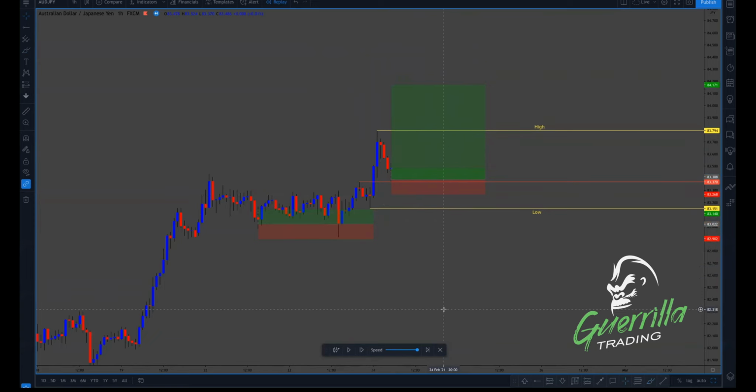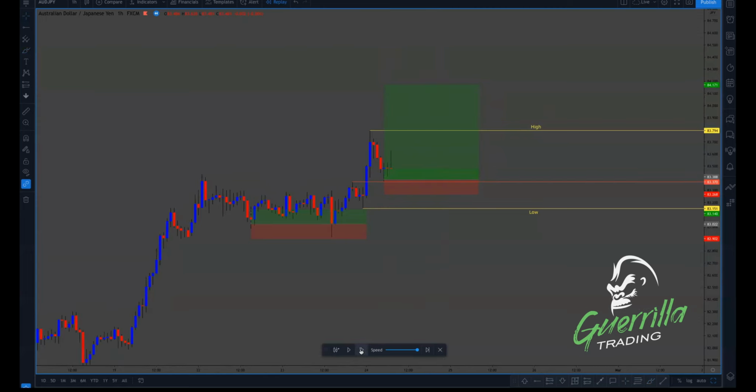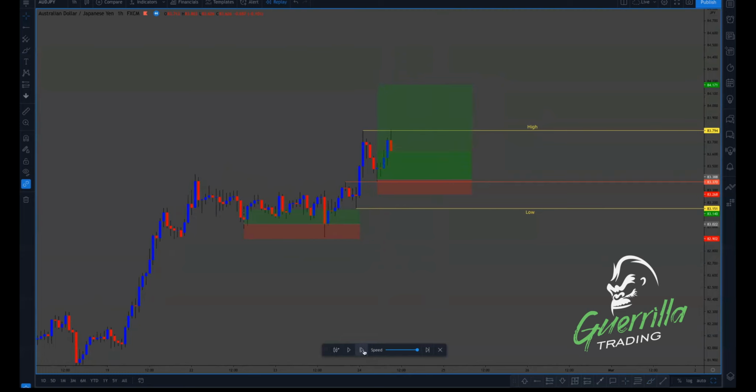So of course, we are now maximizing our reward and minimizing that risk. Let's see what happens next. As you can see, the market then continues and breaks the most recent high. So as you can see here, guys, we have now just broken the most recent high. We're able to come down now to find where the most recent low is.